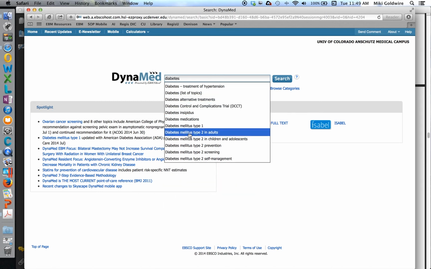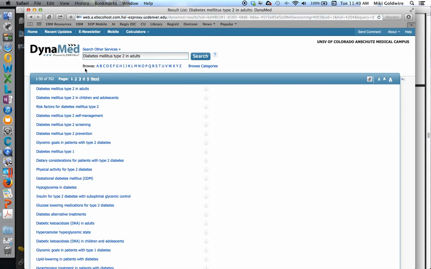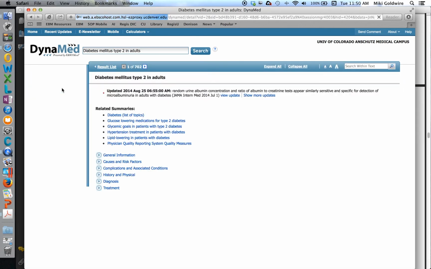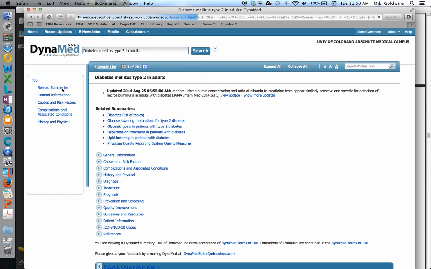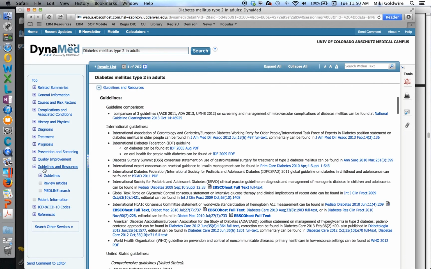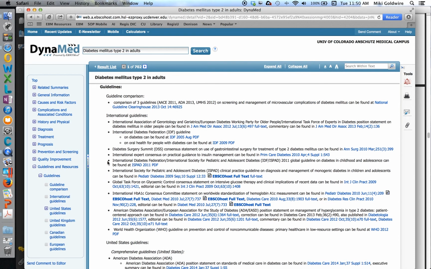And if we search diabetes type 2 in adults, and we choose that monograph, you'll see over to the left, guidelines and resources. If we click through to the guidelines, you will get guidelines. So the first note here is comparison of 3 guidelines, ACE, ADA, UMHS, on the screening and management of microvascular complications in diabetes. It can be found at the National Guideline Clearinghouse.